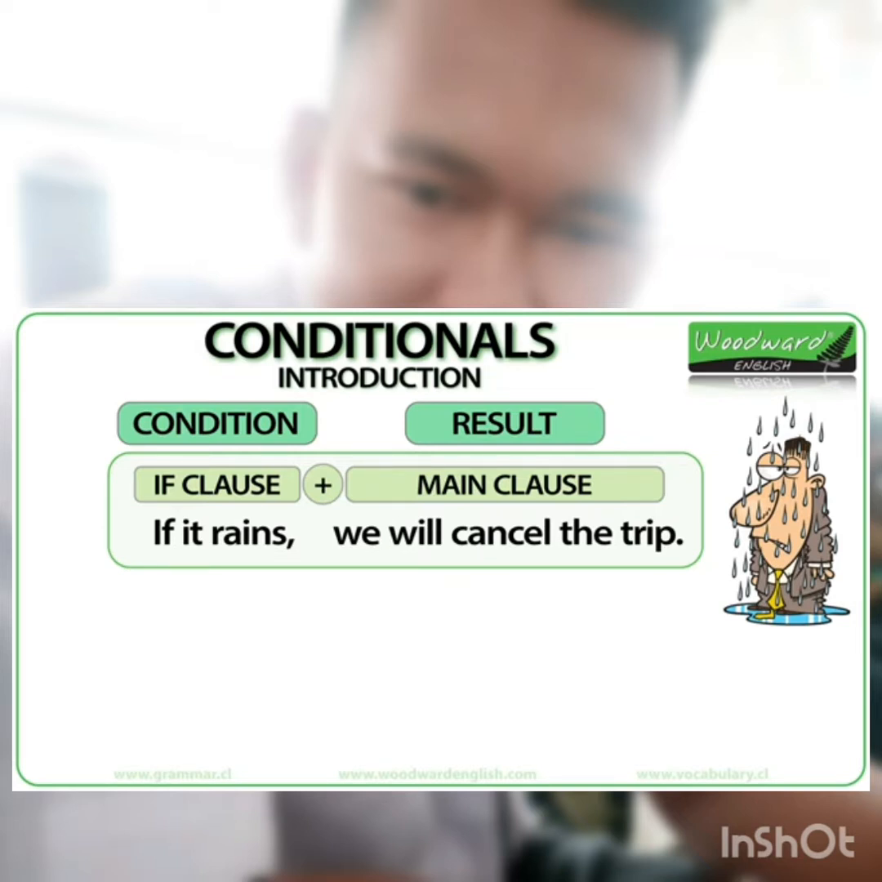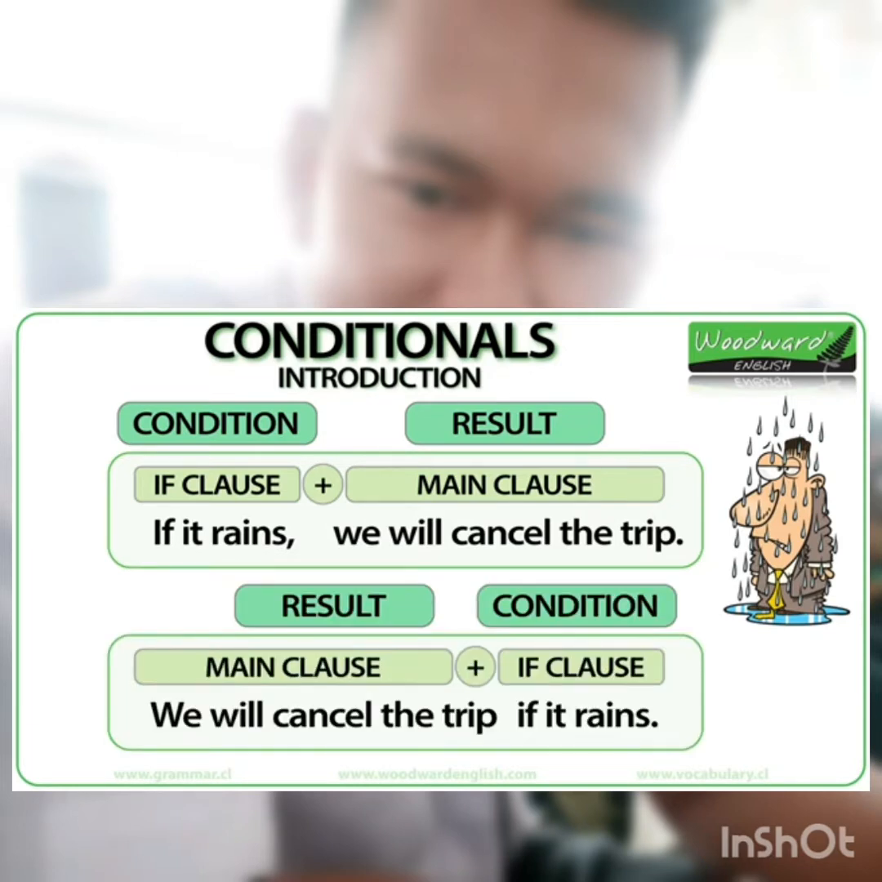Note, there are two ways of ordering a conditional sentence. We can use condition plus result, with a comma after the condition. Or we could use result plus condition, without a comma between the two.